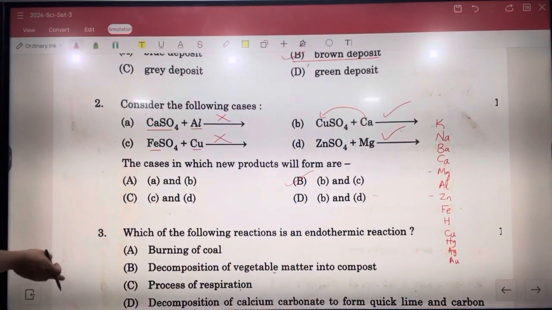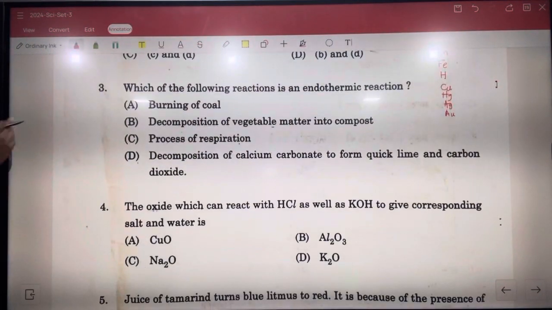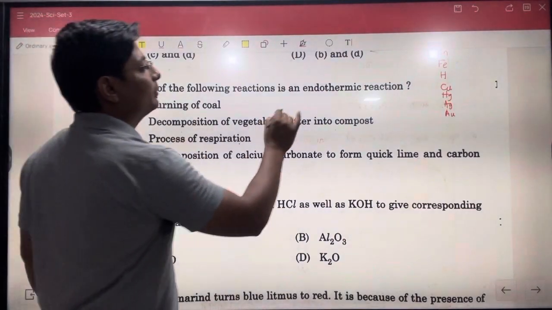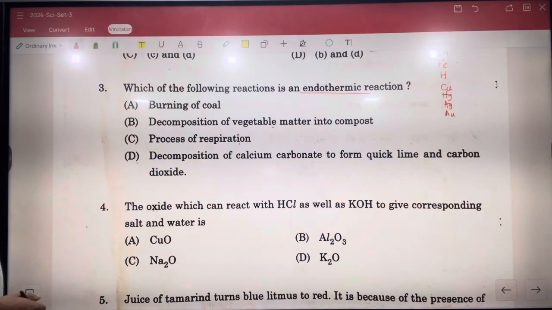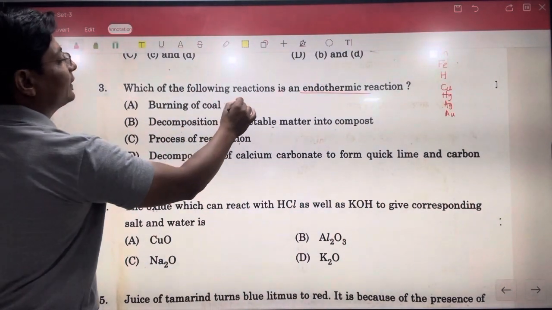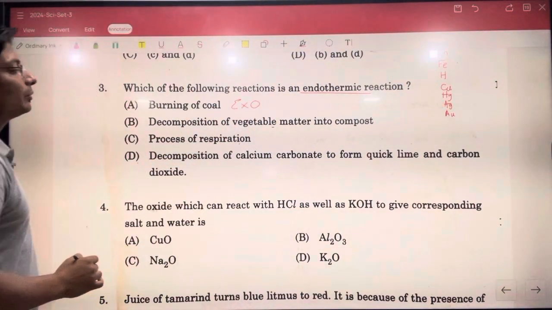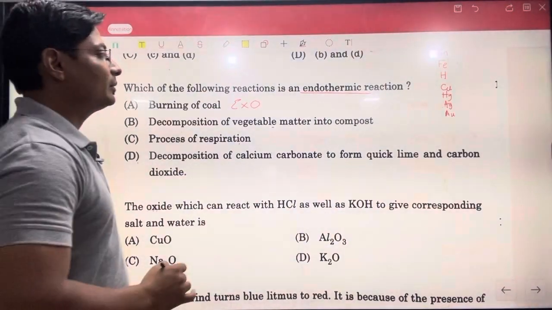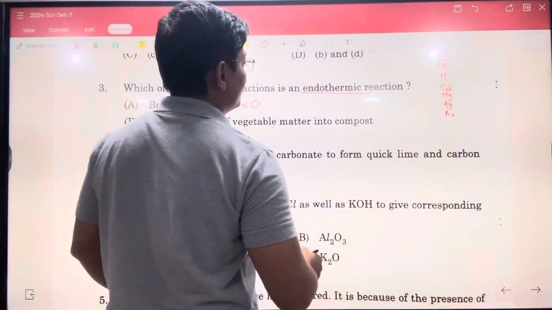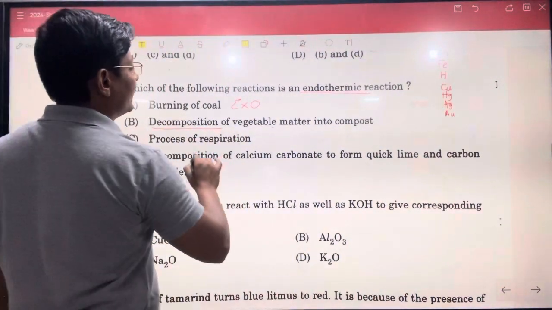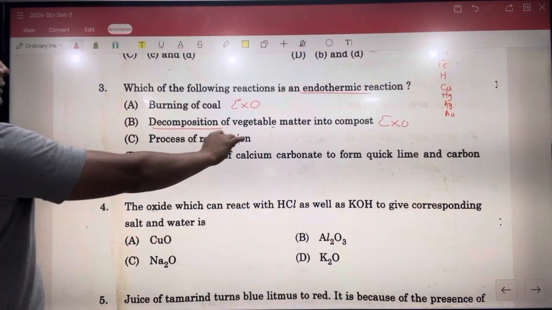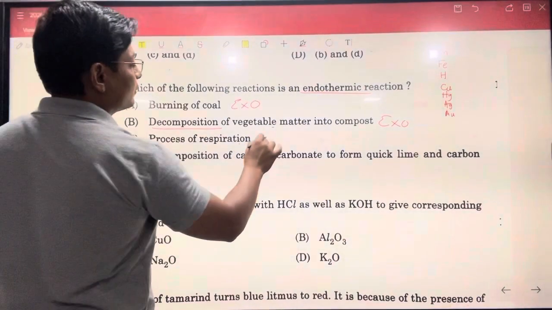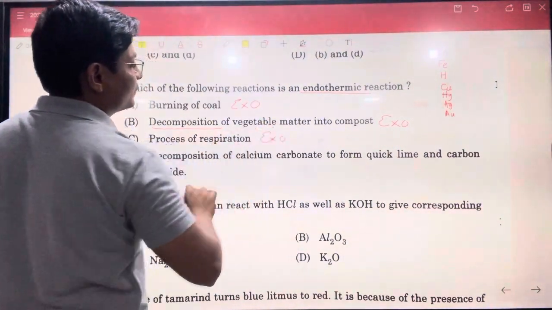Then the third question, which of the following reactions is an endothermic reaction? Endothermic means what? Which will absorb heat to form the product. So here burning of coal, it is exothermic, so it is not the correct option. Then decomposition of vegetable matter into compost. So here again, decomposition is exothermic. Okay, so then the process of respiration. So here also it is exothermic because it will produce heat.